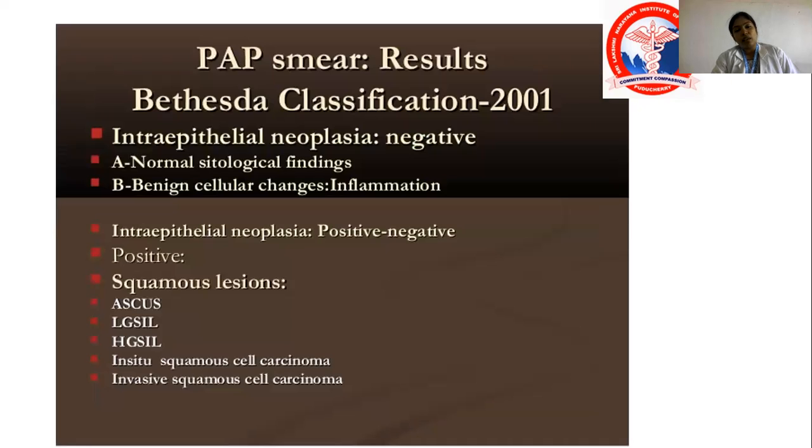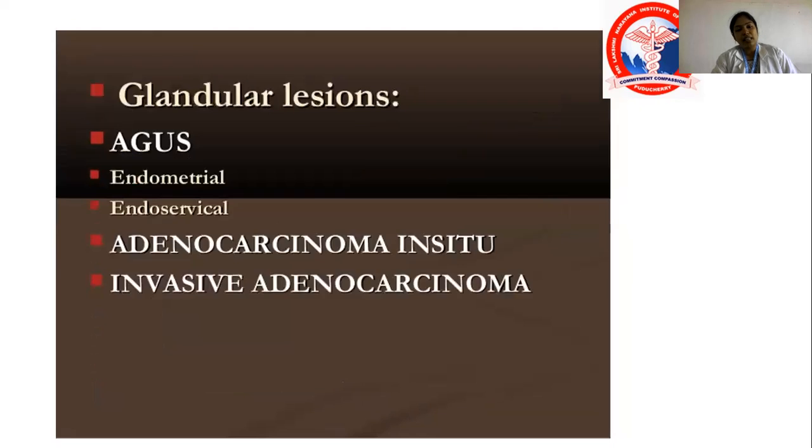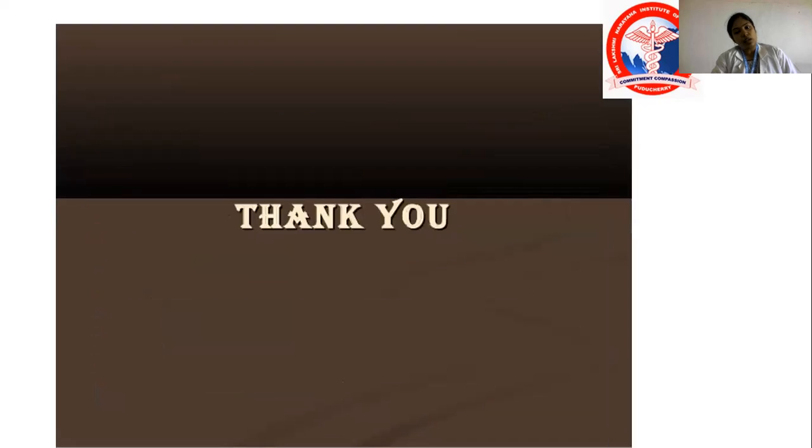So nowadays, we report the Pap smear with the help of the Bethesda classification. That is whether it is a normal histological finding, benign cellular changes, squamous lesion that has ASCUS, LSIL, HSIL, and glandular lesion that is adenocarcinoma in situ or invasive adenocarcinoma.